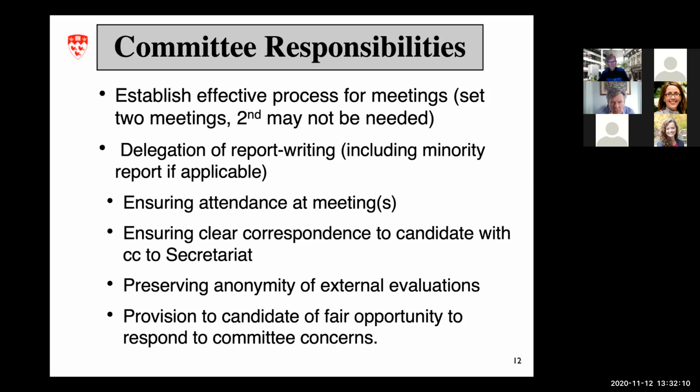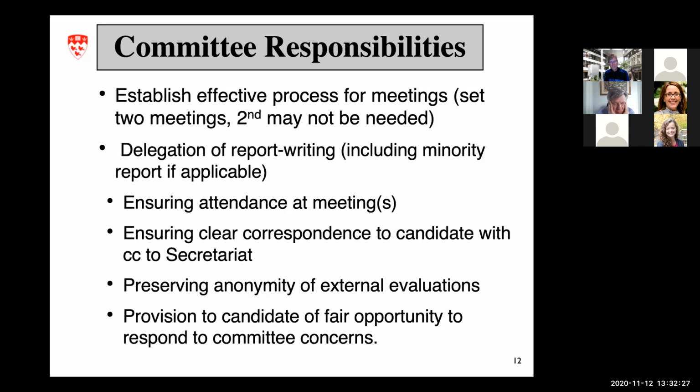Ensure also that you know who on your committee is writing the final report. And in some cases, not common, but it does happen, there sometimes are non-unanimous committee decisions. So some members of the committee will recommend tenure and some will not. So it is possible to include a minority report.